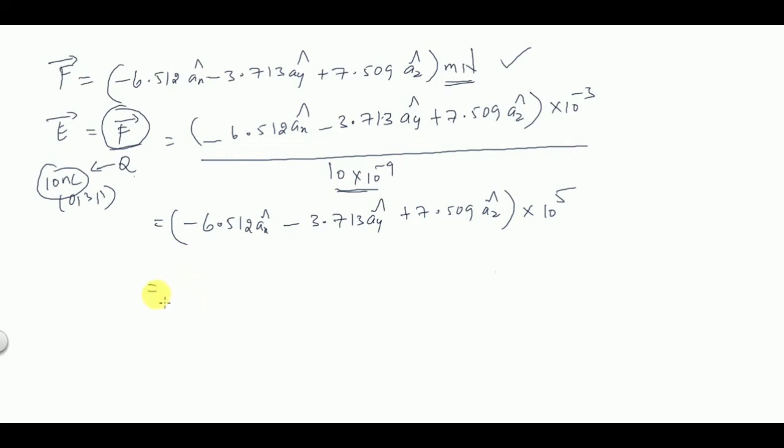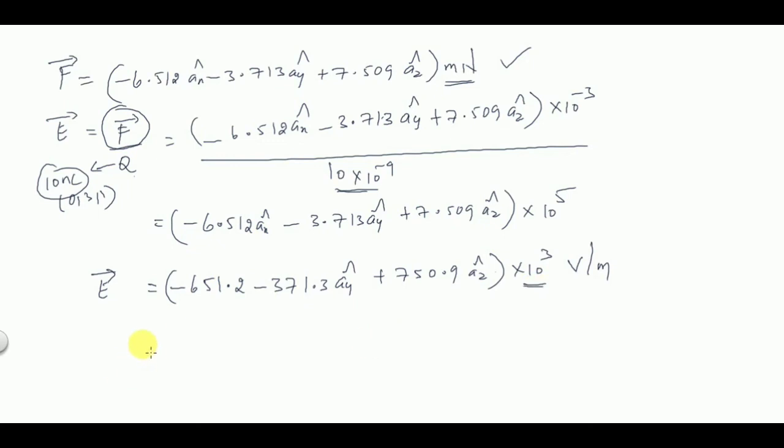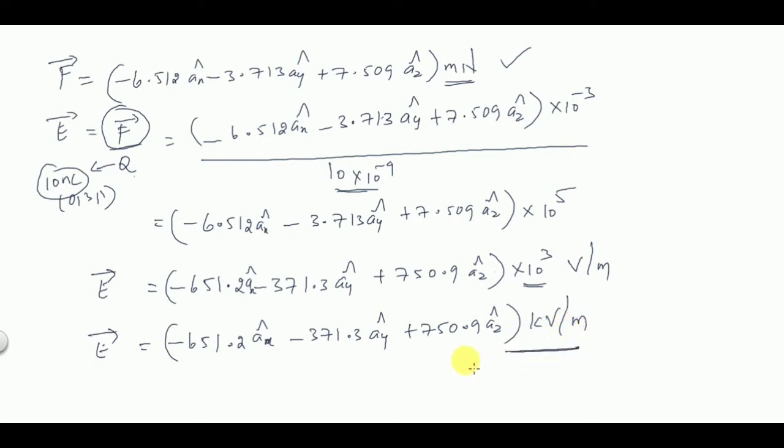So how can we write this? E bar is equal to minus 651.2, okay, so I'm multiplying with 10 square, right? 651.2 minus 371.3 AY cap plus 750.9 AZ cap. So I multiplied with 10 square, so I'm writing here 10 to the power of 3, because already I have taken 10 square inside. Okay, so this is volt per meter. So 10 to the power of 3 can be written as kilovolt. So finally it will be minus 651.2, sorry, AX cap here I have forgotten. So AX cap minus 371.3 AY cap plus 750.9 AZ cap kilovolt per meter.